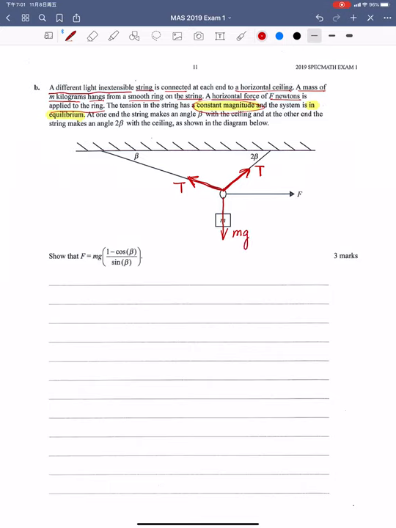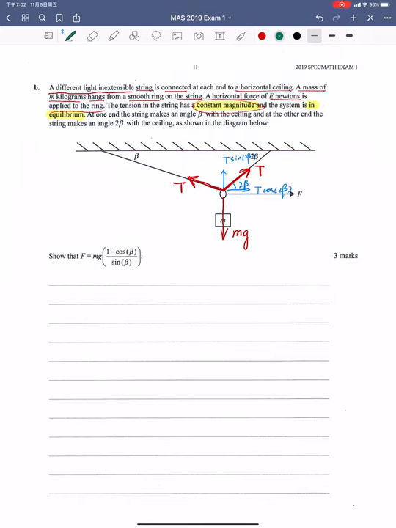Can we apply the sine rule or Lami's theorem again? No, even though this system is in equilibrium, we don't have three forces acting on the same object. Now we have one extra force F. So we can't use Lami's theorem. And instead, we must apply force resolutions. This bit and that bit. This will be T times cos 2 beta. This is 2 beta. And this bit is T times sine 2 beta.